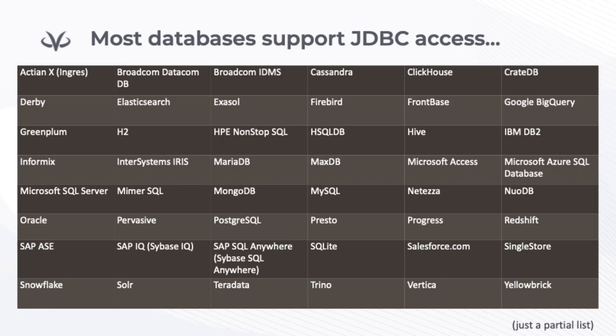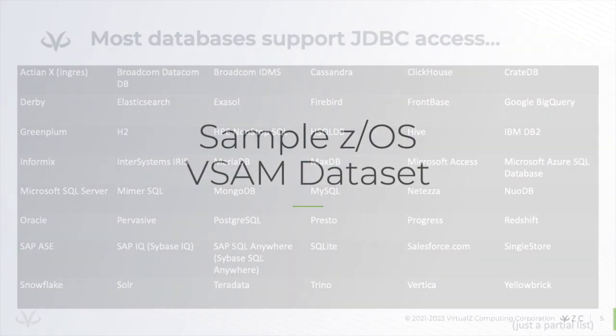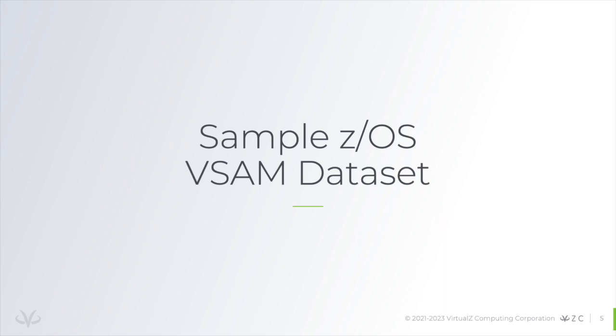Just as a quick example, here is a partial list of the database products that support JDBC. These should be familiar names, but this is just scratching the surface of what is possible. Because we use JDBC, PropelZ can load data into any of the databases with a simple configuration change to locate and access the target database. Let's take a look at how this works. First, we'll review the sample dataset we'll be using in this demonstration.